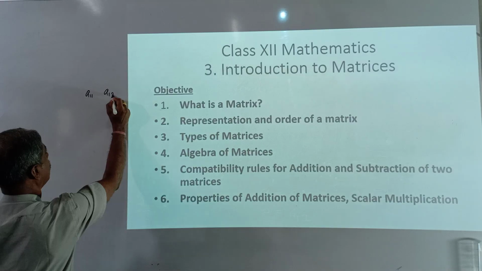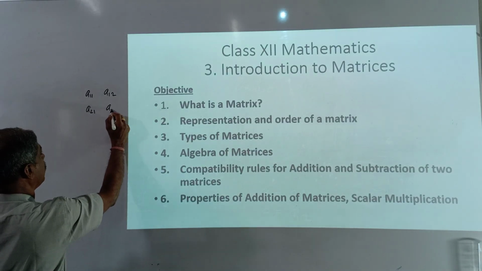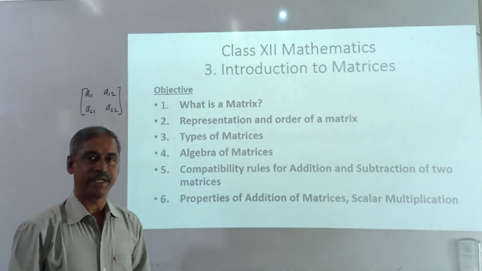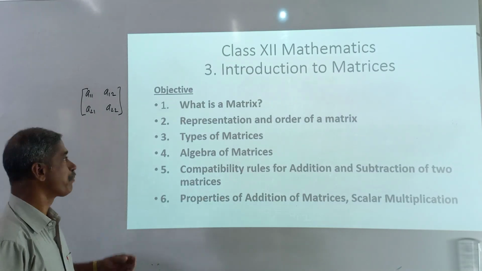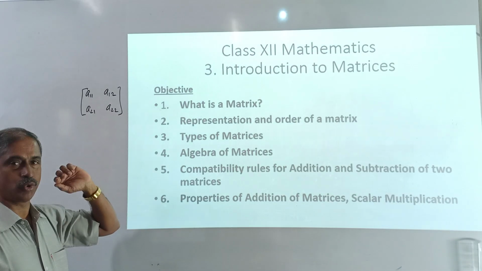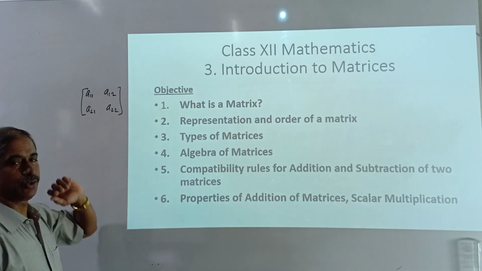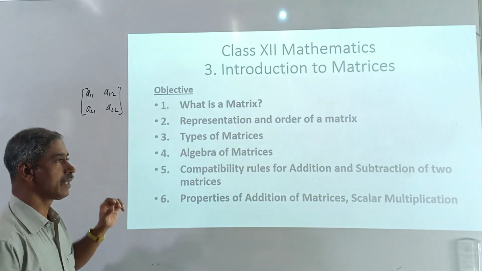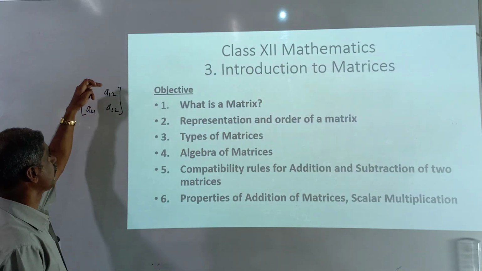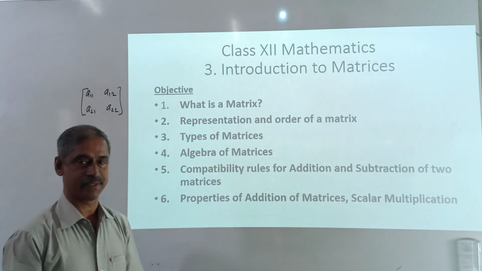Say A11, A12, A21, A22. This way of arranged pattern is known as a matrix. We call A11 and A12 the first row entries, A21 and A22 the second row entries. Or we can say A11 and A21 are column 1 entries, A12 and A22 are column 2 entries.